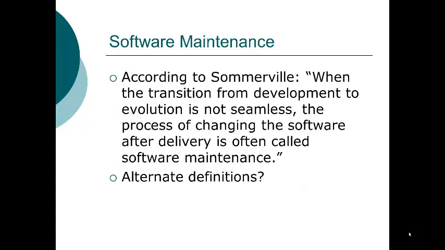So what is system maintenance? Well, according to Sommerville, it's when the transition from development to evolution is not seamless. The process of changing the software after delivery is called system maintenance. I would say that maintenance is what occurs after software is put into production. Now there are other definitions. Your old pal Wikipedia says software maintenance in software engineering is the modification of a software product after delivery to correct faults, to improve performance or other attributes.